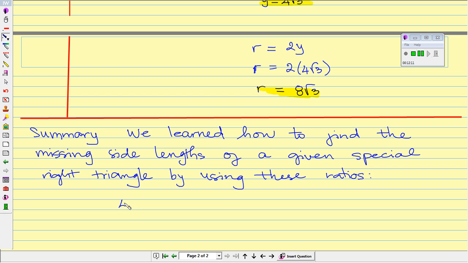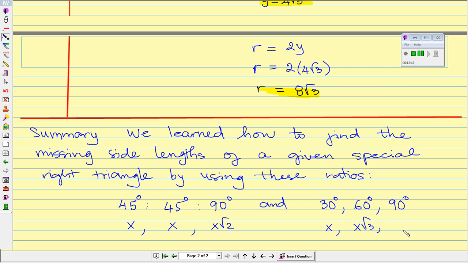Let's write down the ratios. For 45, 45, 90, the ratio is x, x, x square root of 2. For 30, 60, 90, it is x, x square root of 3, and 2x.